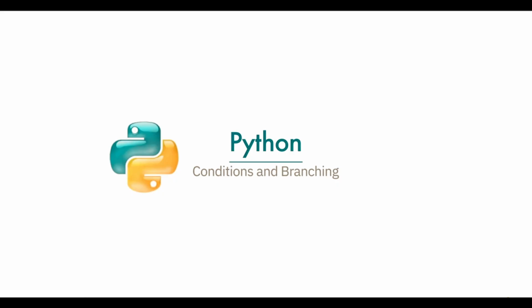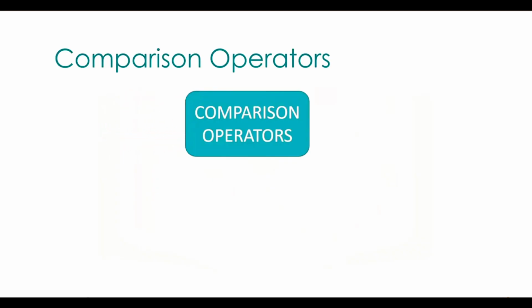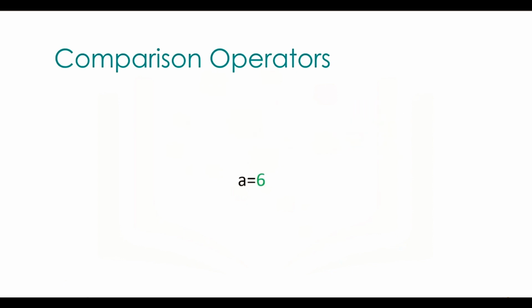In this video, you will learn about conditions and branching. Comparison operations compare some value or operand. Then, based on some condition, they produce a Boolean. Let's say we assign a value of a to 6.